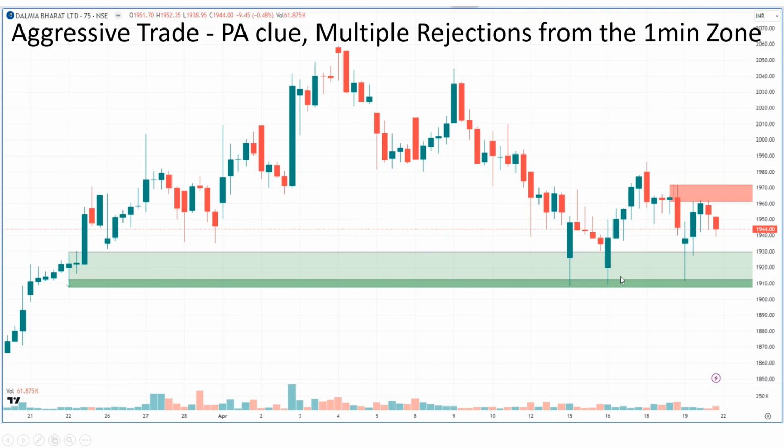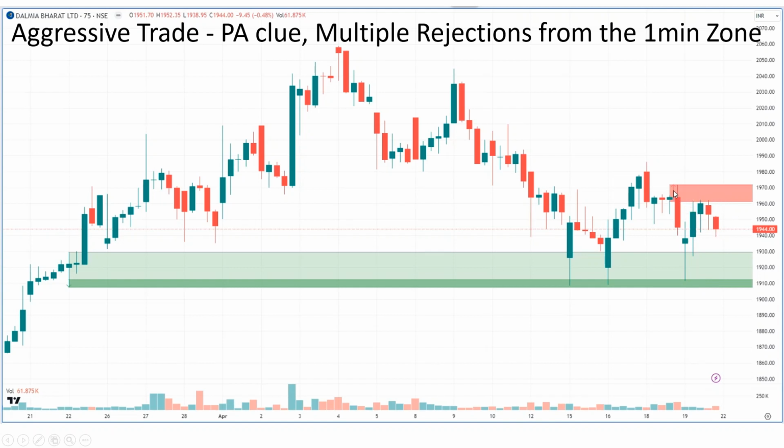But how did we identify it? Because there are multiple rejections from this zone. That helped us identify that even though this is not a fine-tuned zone, it is a very good zone, having a strong institutional order flow with multiple rejections. The price action clue, multiple rejections, helped us. So recently we planned a trade, and from here it picked up the orders and easily pushed the prices into the next.